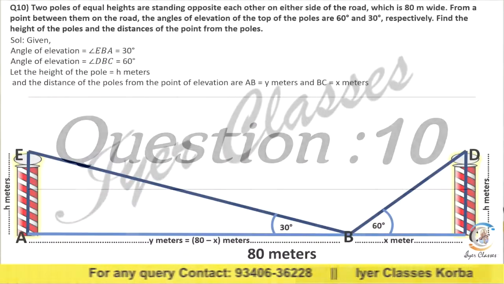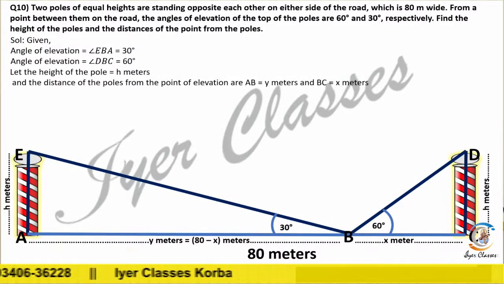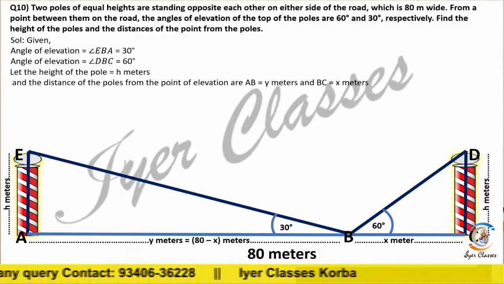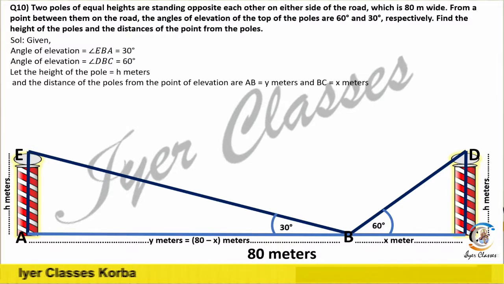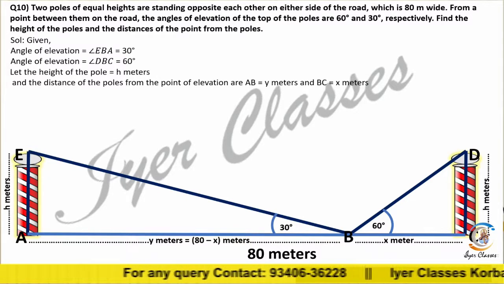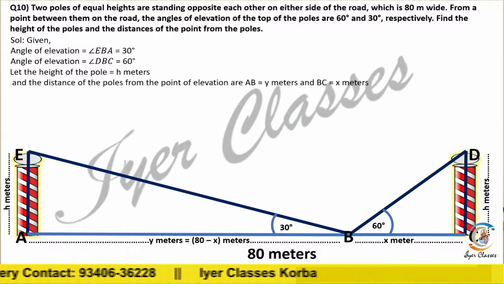Now, let us do the 10th question. Two poles of equal heights are standing opposite to each other on either side of the road, which is 80 meters wide, and from a point between them on the road, the angles of elevation of the tops of the poles are 60 degrees and 30 degrees respectively. Find the height of the poles and the distance of the point from the poles.